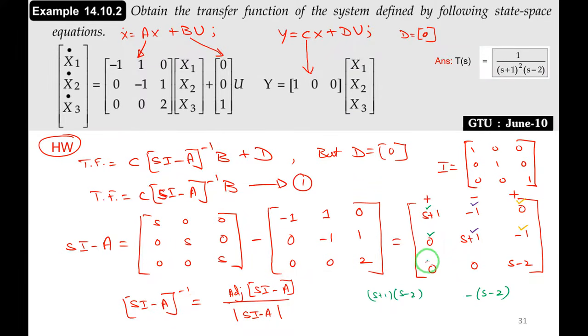Next, the cofactor of this element 0, right. So leave this column, leave this row. Minus 1 into minus 1, so it is plus 1, right? Then minus of 0, so minus 0. So I am getting 1. I hope you are getting it.